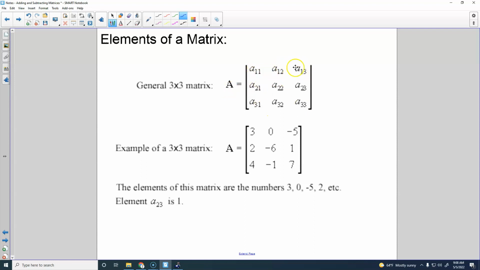So if we have a 3 by 3 matrix here, then this would be 1,1, 1,2, 1,3, 2,1, 2,2, 2,3, 3,1, 3,2, 3,3. Right? First number is your row, second number is your column. Same here. So if I have this right here, element A2,3, 2,3 would be second row, third column. So right here, 1 would be that element. So that's just some notation that you'll see.